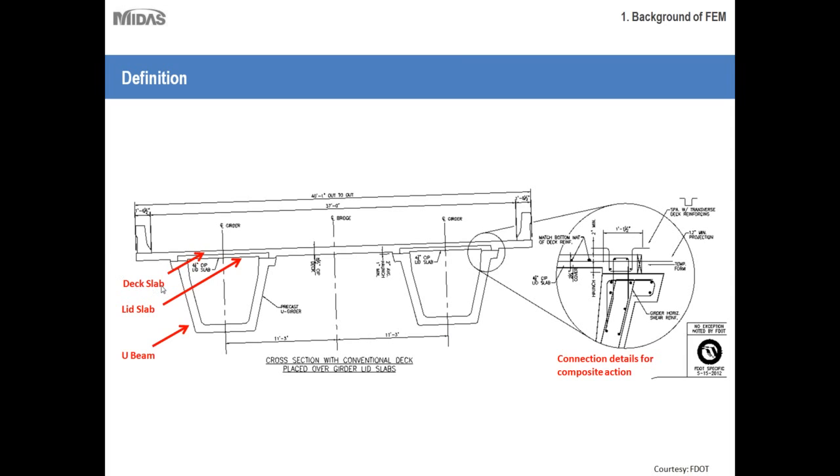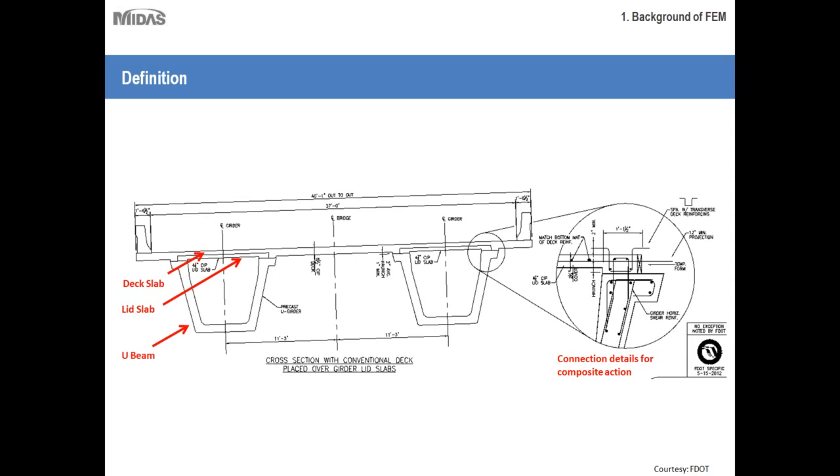And this is a typical cross section that you are looking at for a two girder system. This particular section comprises three parts. You can see this is the U-beam. Then there is a lid slab on top of it, which is cast at a later date. And then we have the deck slab on it. Now the reason why the lid slab is there is primarily to provide the torsional rigidity to the structure.